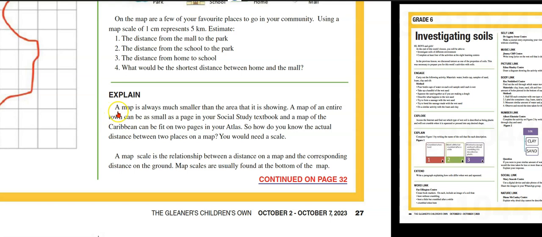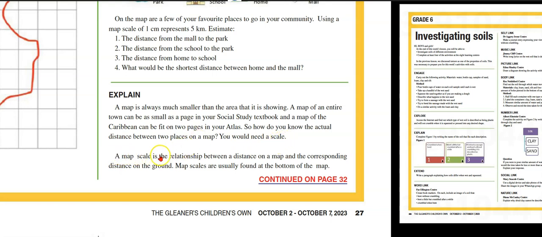All right, let's explain. A map is always much smaller than the area it is showing. A map of an entire town can be as small as a page in your social studies textbook, and a map of the Caribbean can fit on 2 pages in your atlas. So how do you know the actual distance between 2 places on a map? You need a scale.